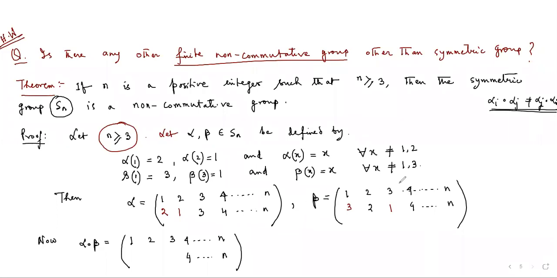Now here, you see, if 3 goes to 1 and 1 goes to 2, then 3 will go to 2. If 2 goes to 2 and 2 goes to 1, we'll get this. And if 1 goes to 3 and 3 goes to 3, we'll get this. So by calculating alpha dot beta, we have actually got this one. What about beta dot alpha?